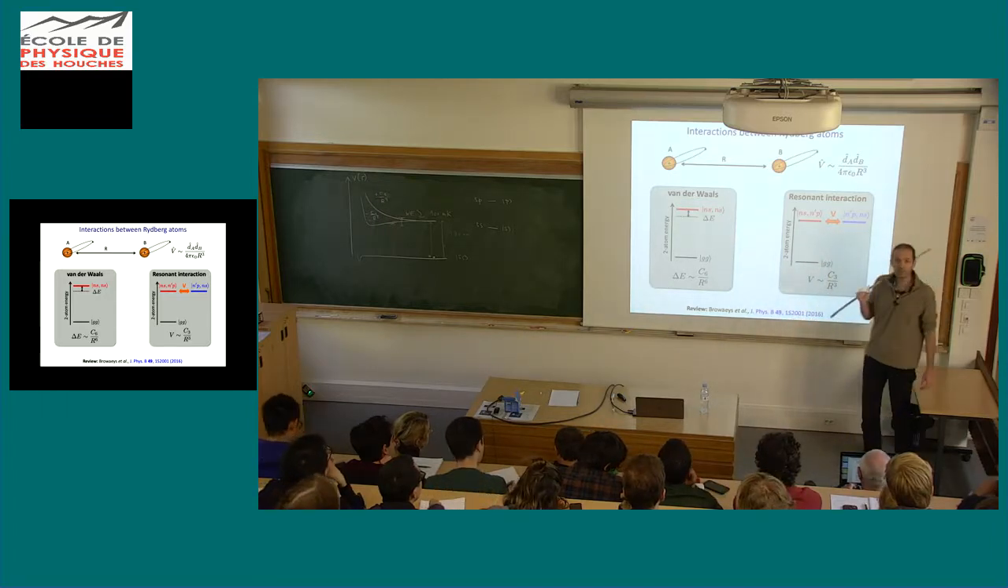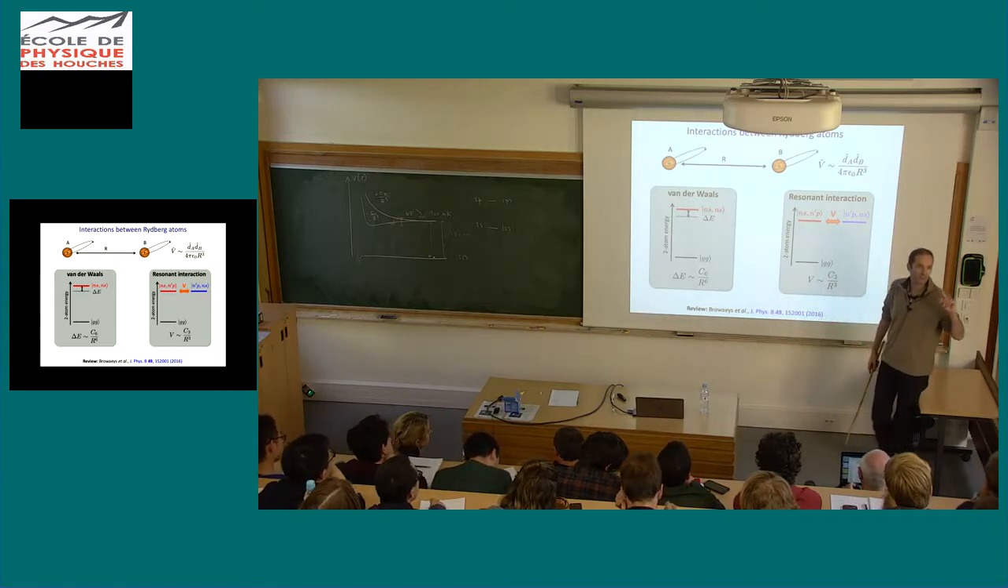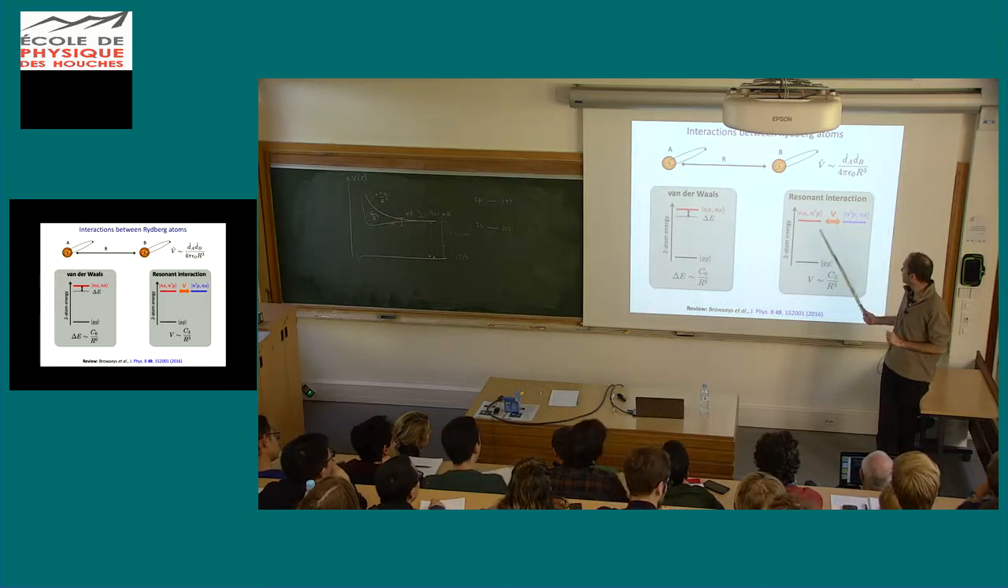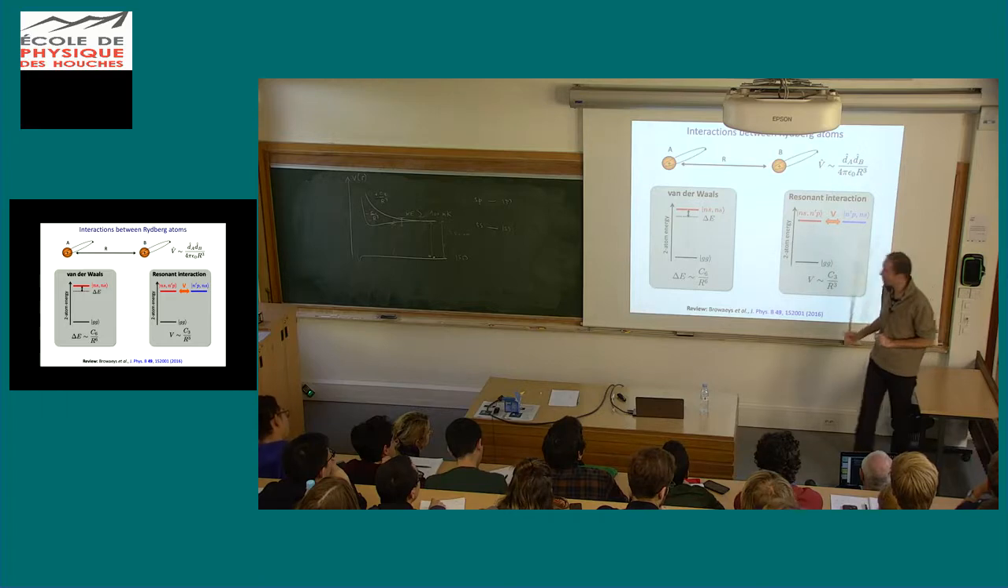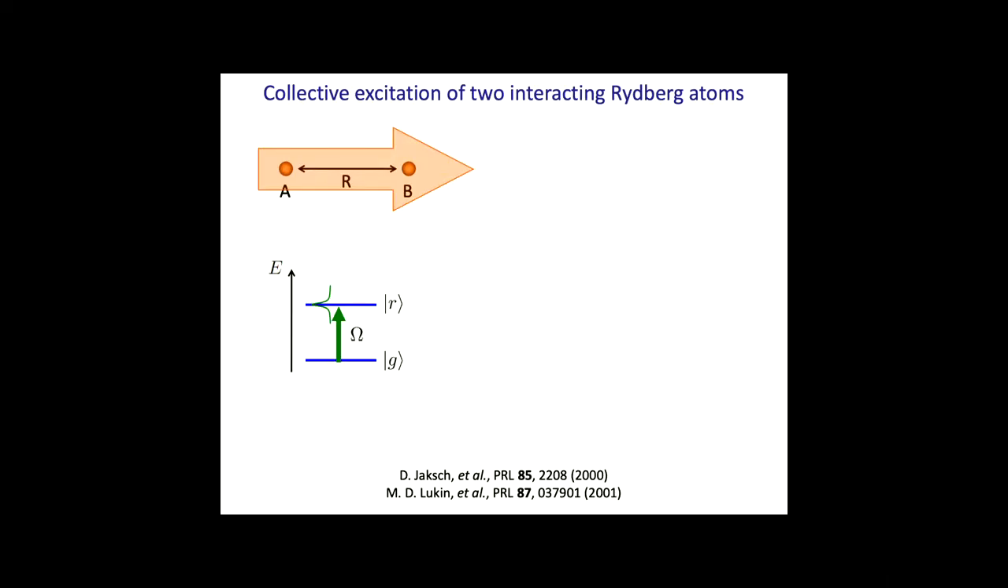The second type of interaction is the resonant dipole-dipole interaction. So now you don't place the two atoms in the same Rydberg state, but you place the two of them in two states with different parities. So you've got this degeneracy, NS, NP, NP, NS. And then they will be coupled by the resonant dipole-dipole interaction. So let's try first to do the measurement of the van der Waals interaction.